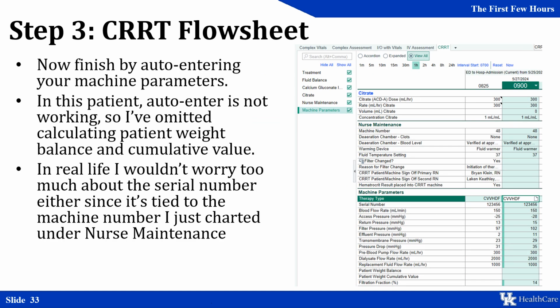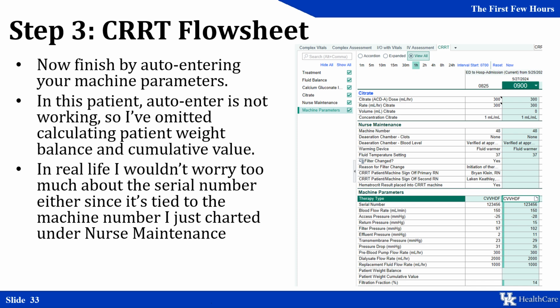We'll now finish by automatically entering the numbers from our CRRT machine. Everything in this time column should come through. However, if your machine is not working, say the data is not flowing from the room, just focus on the flow rates and the pressures. A nephrologist can calculate the replacement or the patient weight balance and weight cumulative value if they need to.